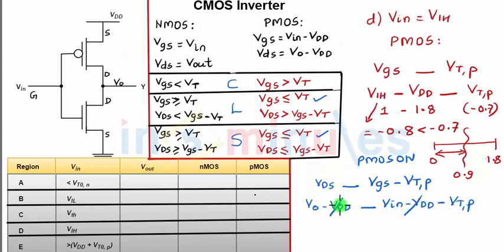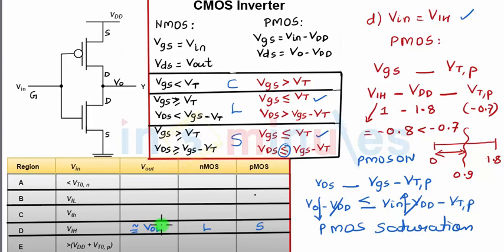VDD gets cancelled. Input high, so output is low. Input is high because we are trying to find input high VIH. This clearly shows that this is a less than sign, which means that my PMOS transistor operates in saturation region. So for region D, when my input is equal to VIH, my NMOS transistor is in linear region and my PMOS transistor is in the saturation region. And because my input is high, my output voltage is going to be low, approximately equal to output low, which is nothing but VOL. So that completes the fourth case.